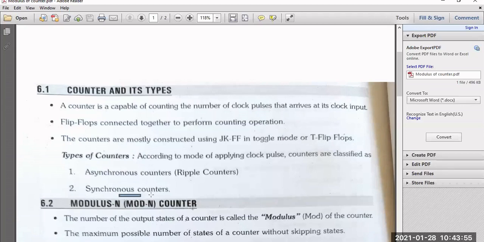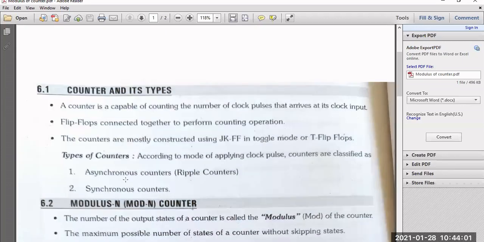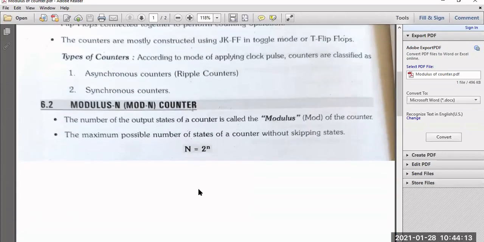And the next one is the synchronous counter. Based on the clock pulse, if the clock pulse is applied to all the flip flops at the same time, then that is called a synchronous counter. If the clock pulse is applied only to the first flip flop, and the output of each flip flop acts as a clock pulse for the succeeding flip flops, it is called an asynchronous counter. Okay, clear, right?